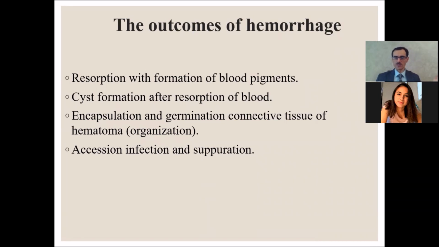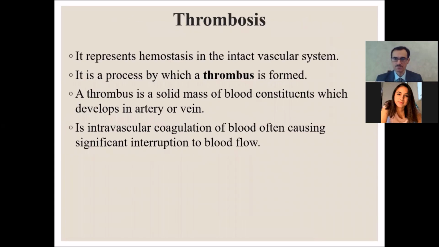The outcomes of the hemorrhage: resorption with formation of blood pigments, such as hemosiderin, or cyst formation after resorption of blood. Next term we will study the hemorrhagic infarction of the brain, the hemorrhagic stroke type of them. Other outcomes are organization, the encapsulation and germination of connective tissue into the hematoma, the formation of scar tissue, and the accession of infection and suppuration. These are the outcomes of the hemorrhage.